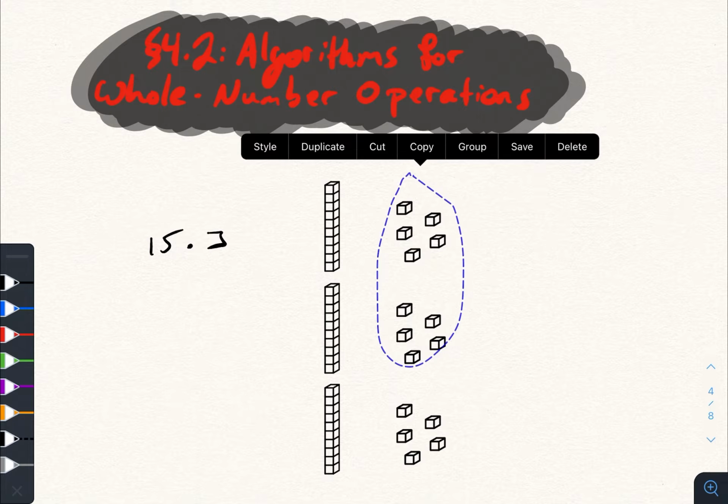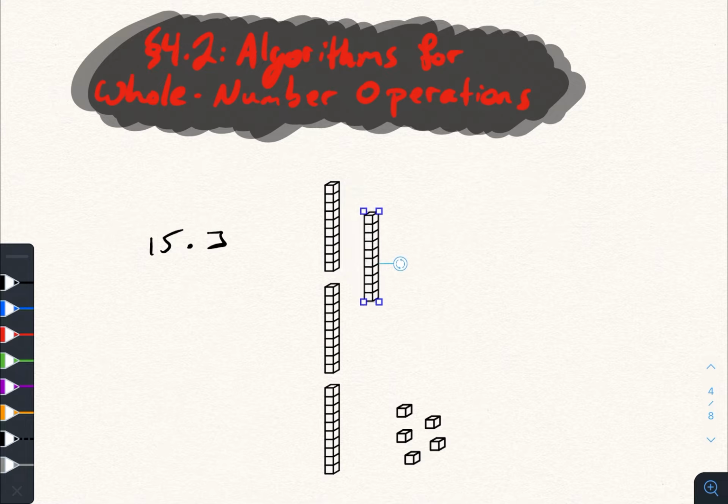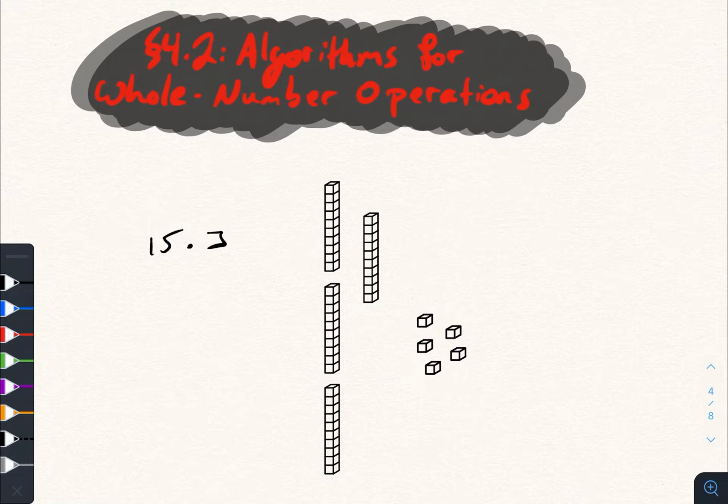So here I have 10 1s. I'll exchange them for 1 10, and so I'm left with 4 10s and 5 1s, or 45.